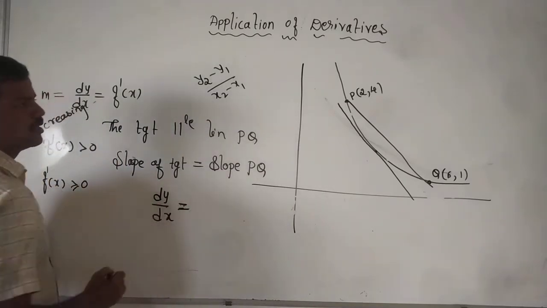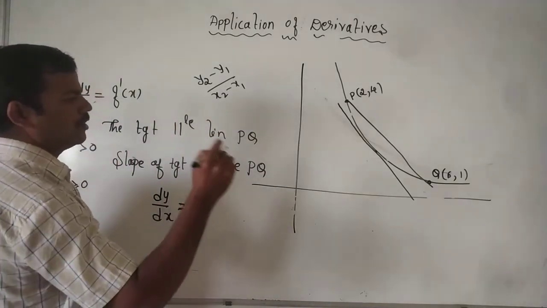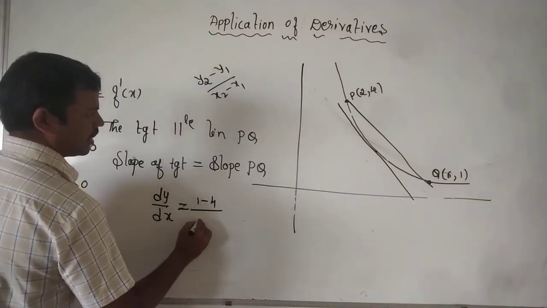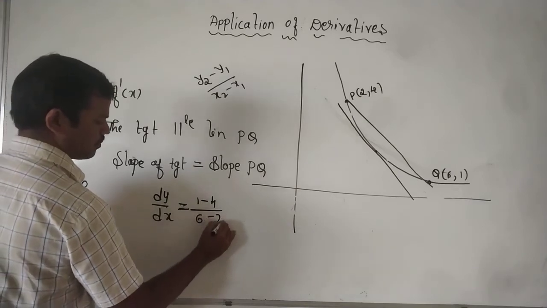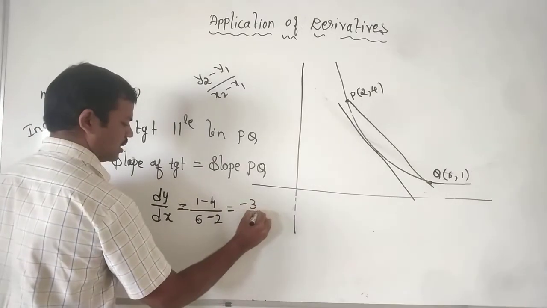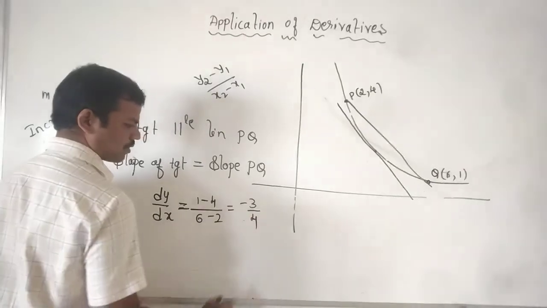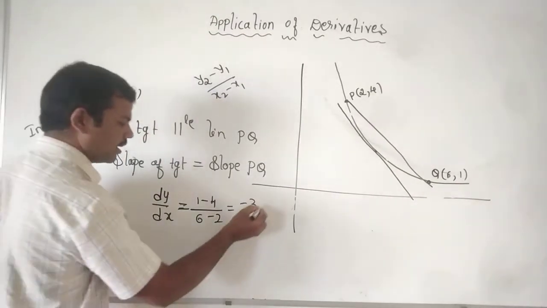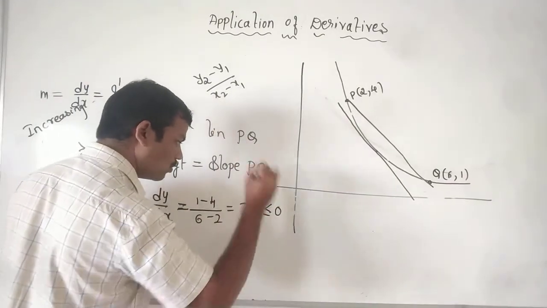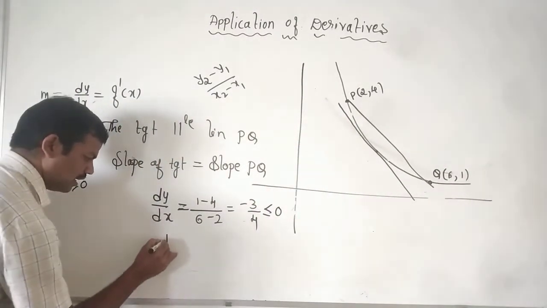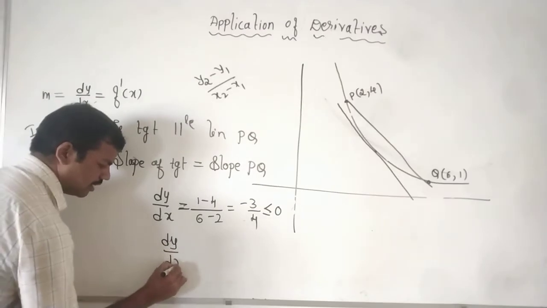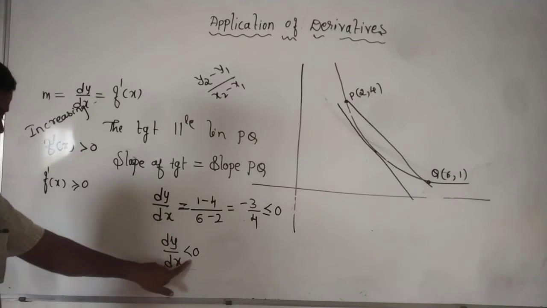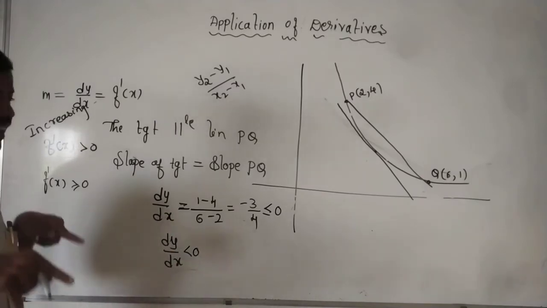Slope of PQ is y2 minus y1 over x2 minus x1: 1 minus 4 divided by 6 minus 2, which is minus 3 divided by 4. Minus 3 by 4 is a negative number, so dy by dx is less than 0. When is the function decreasing? When dy by dx is less than 0.